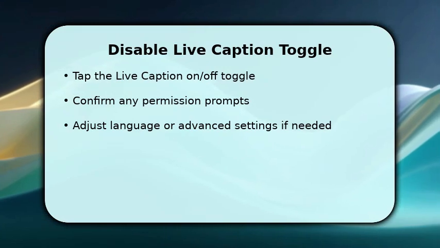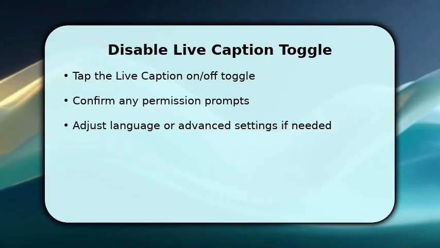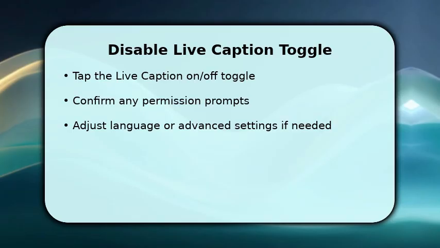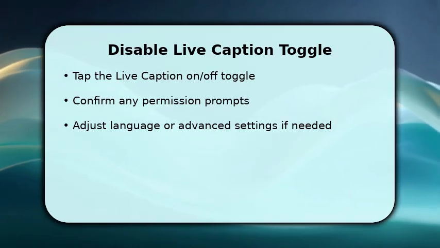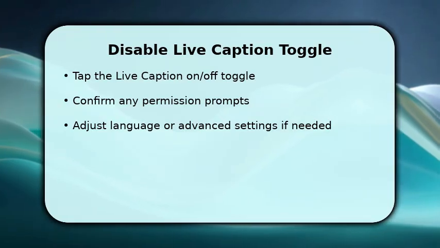Now you'll flip the toggle to turn Live Caption off. Tap the on/off switch and watch captions disappear from any playing media. This is the core action. If the system asks for permission changes, accept or decline as appropriate, then press back to confirm the state.